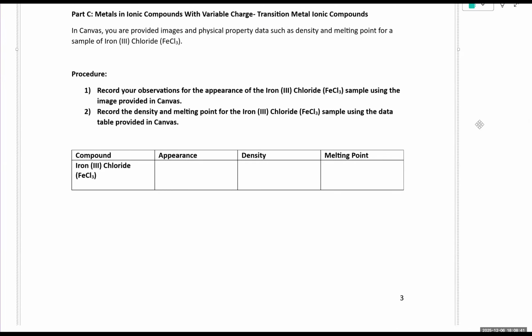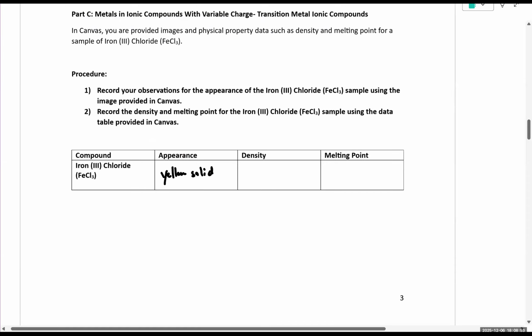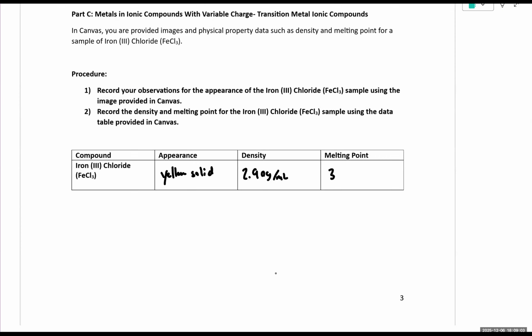Okay, so in terms of appearance, we have a yellow solid. In terms of the density, we have a density of 2.90 gram per milliliter. And in terms of a melting point, we have a melting point of 306 degrees Celsius. So again, as expected for an ionic compound, its melting point is quite large. Okay, let's keep going now.